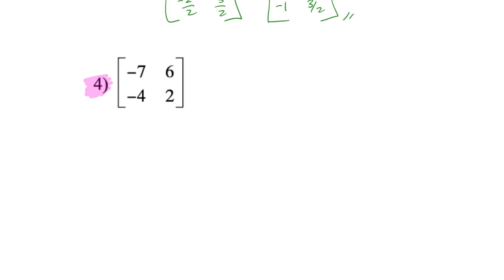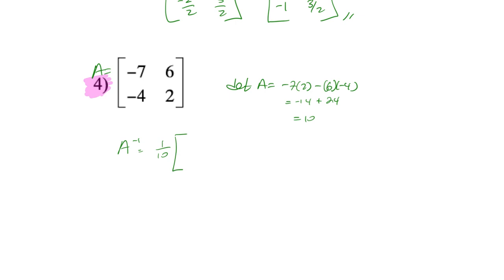Okay. So on this one, again, name it A, whatever you want it to be. Determinant of A: -7 times 2 minus 6 times -4. So I got -14 plus 24. So that means that this is 10. So my inverse equals 1 over 10.